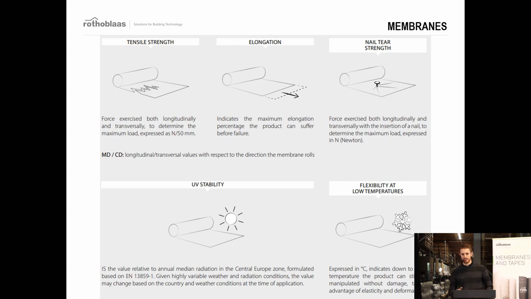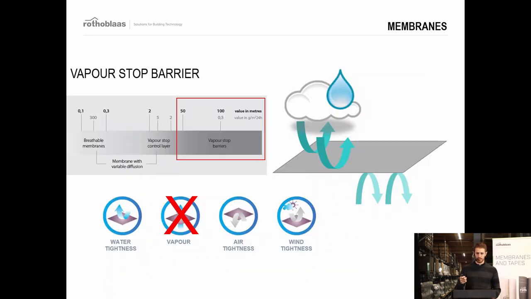Another very important thing is the UV stability. A lot of membranes are inside the build-up of the wall, the construction of the wall. But when you're on site, you may leave the membrane to protect your timber building, and sometimes the on-site works can stop for months, sometimes even more. So you have to make sure you don't leave your membrane outside for too long. Low temperature can be a problem, but it is less of a problem, really.